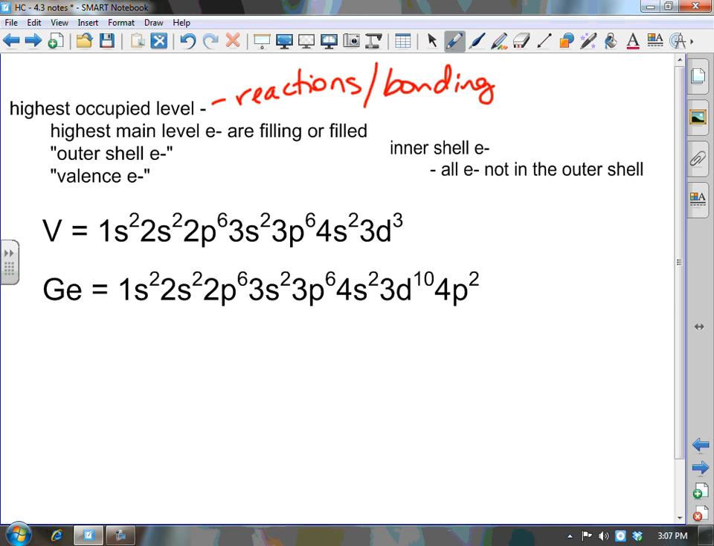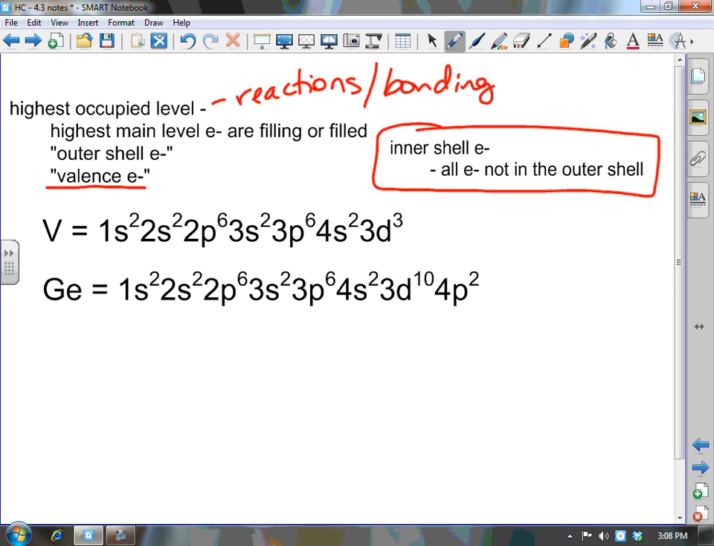Now, what do we mean by highest occupied level? That means the highest main level electrons are in, are being filled. We're talking about the outermost shells or the outermost layers, often referred to as valence electrons. Well, if those are the outer electrons, then all the other electrons are referred to as inner shell. We do not spend a lot of time talking about them once we get into reactions, because if they're in the inner shell, they're really not going to get involved in the bonding.